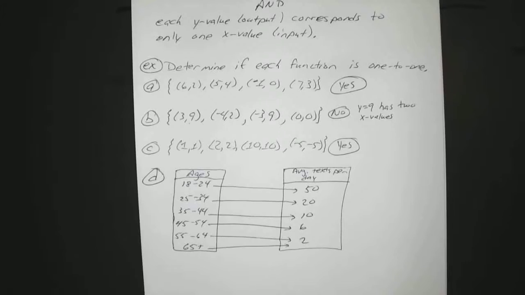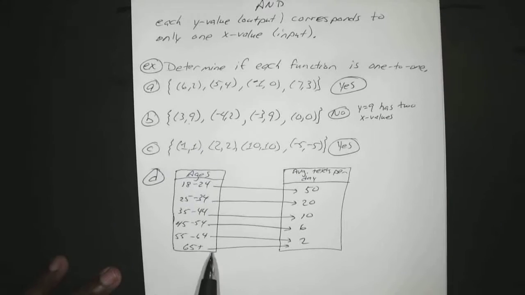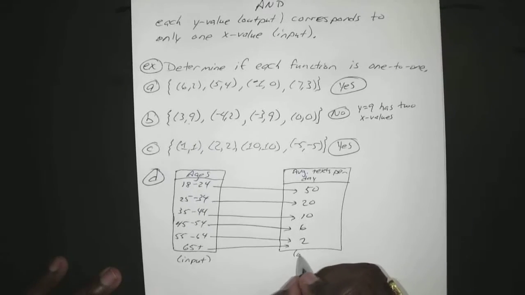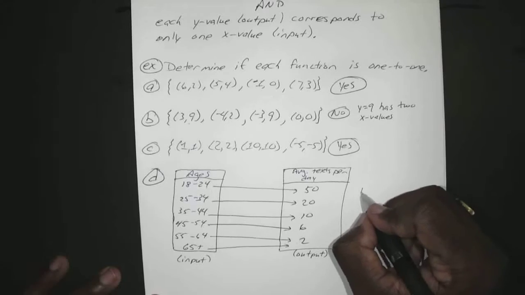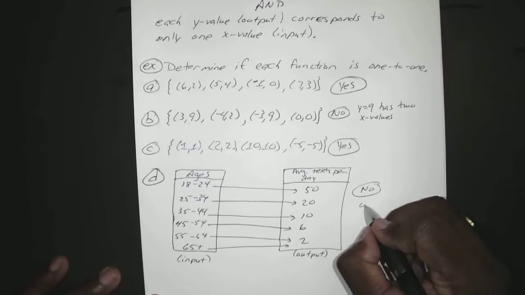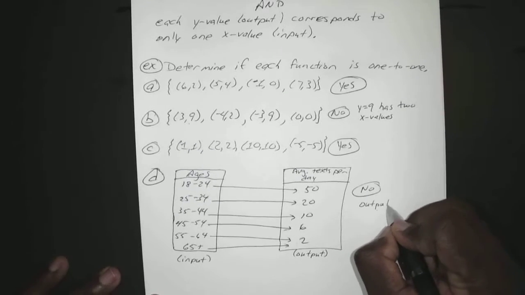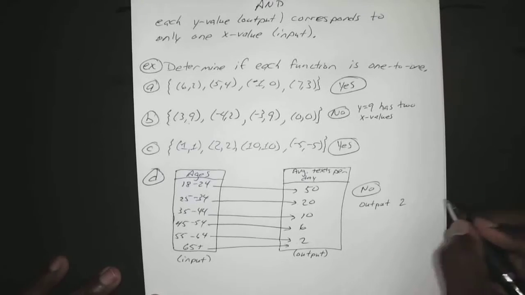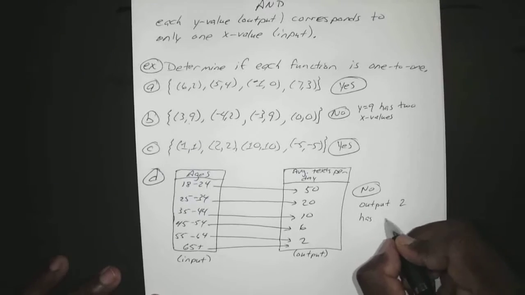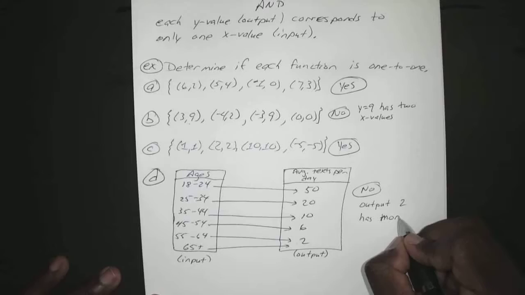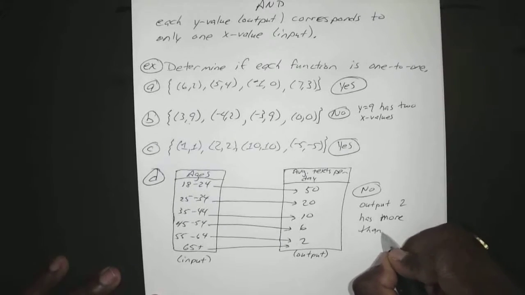Okay. What about D? Nope, it's not 1 to 1. It's a function because everything in your input has exactly one output, but this one has 2 outputs. So this one's no. Output 2 has more than one input.